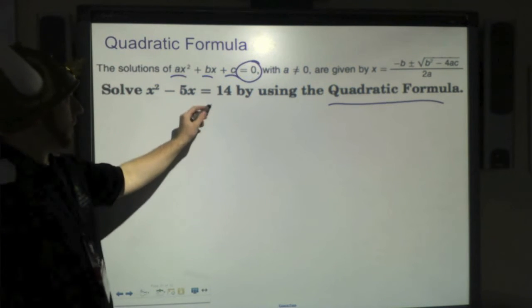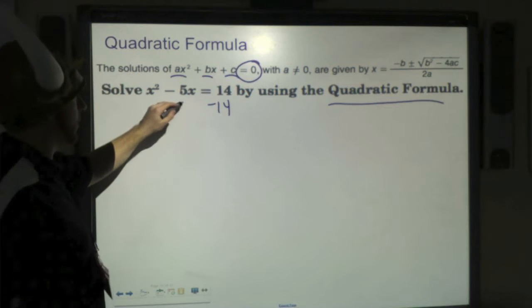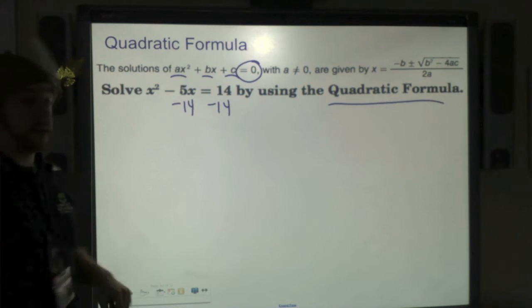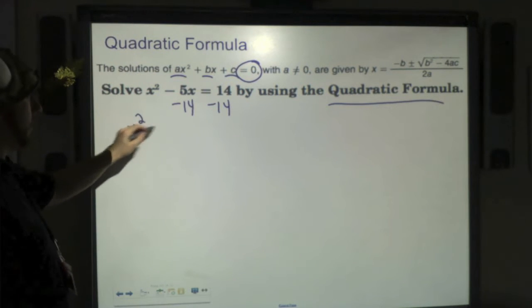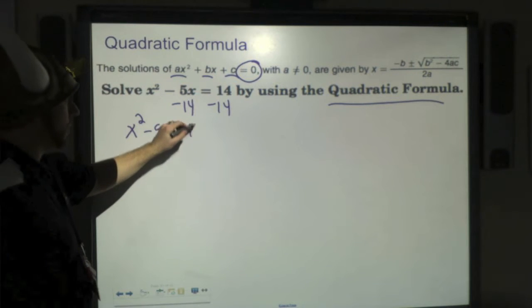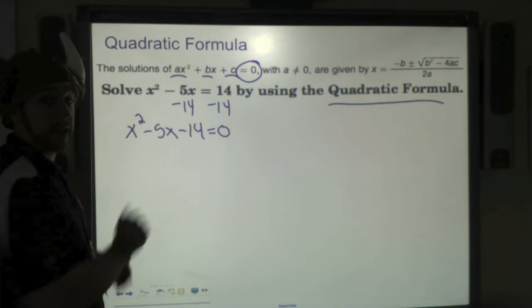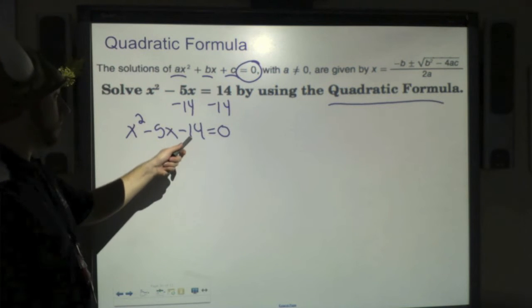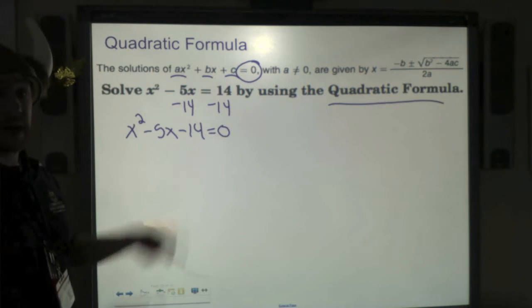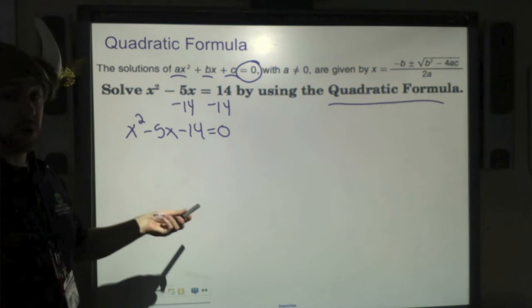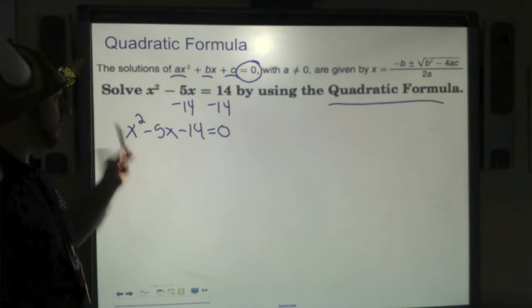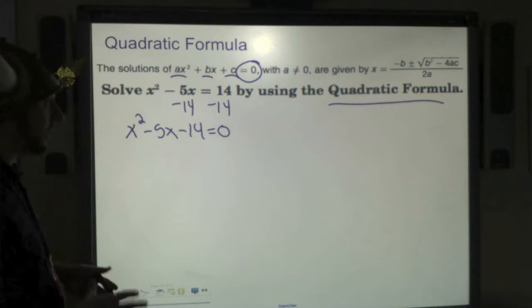So in example 1, I have to subtract 14 from both sides. And then I have x squared minus 5x minus 14 equals 0. Before, I would have had you factor this. Look for the factors of 14 that add to 5. In this case, we know the answer is going to be 7 and 2.